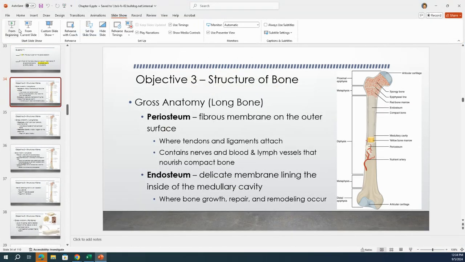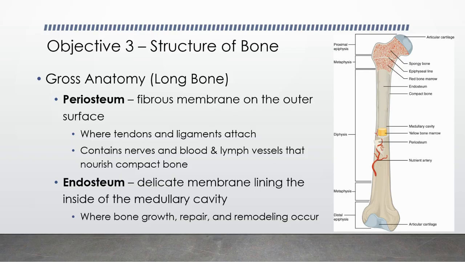Alright, so this video is going to cover Objective 3 from Chapter 6, the structure of bone. We're going to look at gross anatomy and microscopic anatomy. We're going to start with the gross anatomy of a long bone. And just FYI, in your lecture packet, you do have a diagram of this bone to label. And there is also a Moodle activity involved with this bone labeling as well.